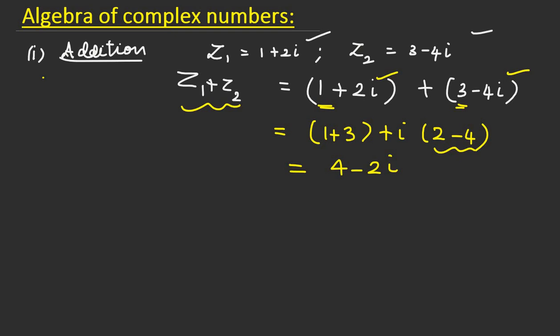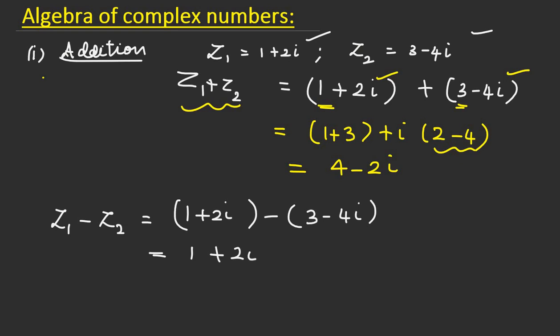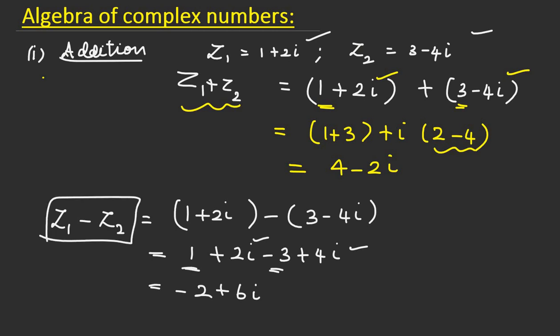With the same example, let us subtract the complex numbers. z1 minus z2 gives me 1 plus 2i minus 3 minus 4i. Now this is equal to 1 plus 2i minus 3 plus 4i, which is, adding the real numbers, 1 and minus 3 gives me minus 2, and 2 and 4 gives me plus 6i. So z1 minus z2 will be minus 2 plus 6i.